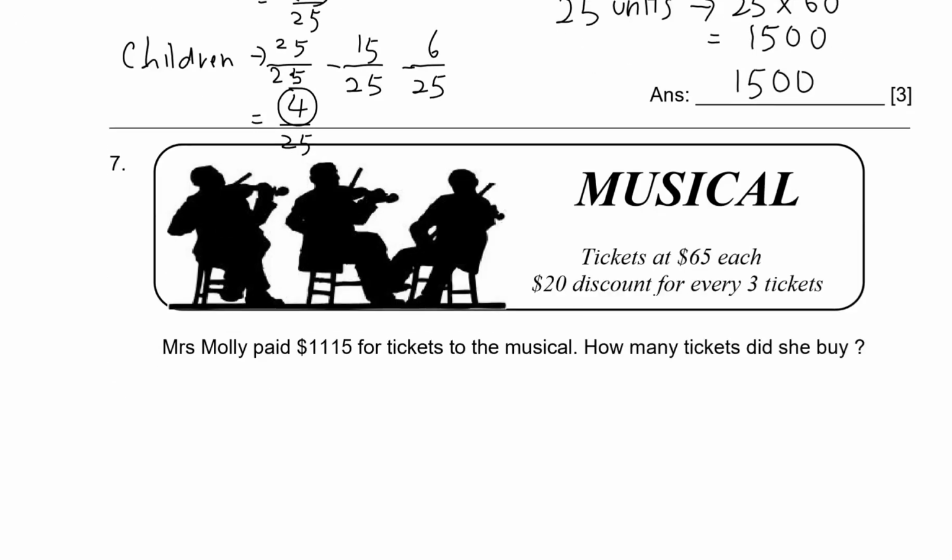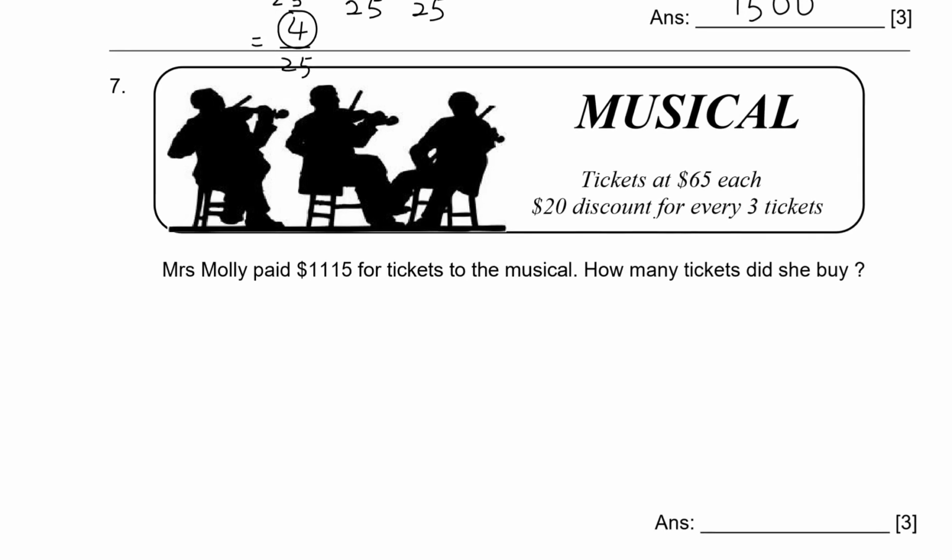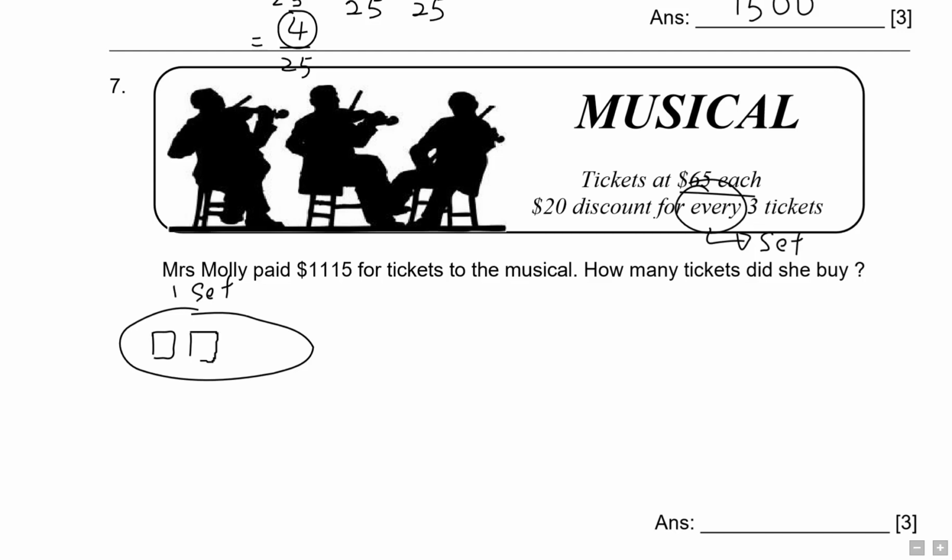Okay, question 7. Question 7 says you have a ticket that's selling at $65 each, and if you buy 3 tickets, you're going to get a $20 discount. Now, the moment I see the word every, it reminds me of this topic called set. Every 3 tickets makes up 1 set. So this is 1 set, and 1 set comprises of, I'm just going to draw in pictures, 3 tickets. And if you buy a set of 3 tickets, you are going to get $65 per ticket, and you're going to get a $20 discount.